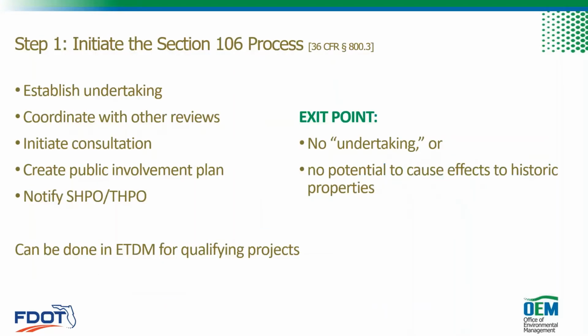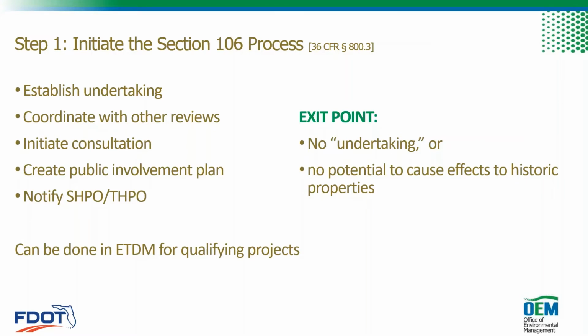So in step 1, we initiate the process by establishing the undertaking, identifying consulting parties, coordinating this with other reviews, planning to involve the public, and initiating consultation with DHR. Now, if the project qualifies for ETDM screening, step 1 can all be done with an ETDM. If you don't have a qualifying undertaking, or if it's determined that the undertaking has no potential to cause effects to historic properties, you'll record that finding in your project file, and then you're done. There's no need to complete the other steps of the process.